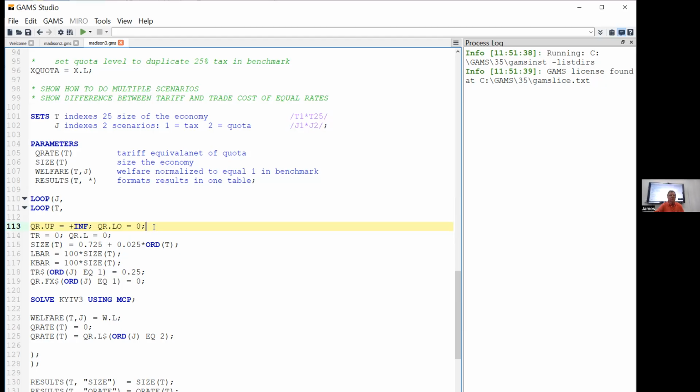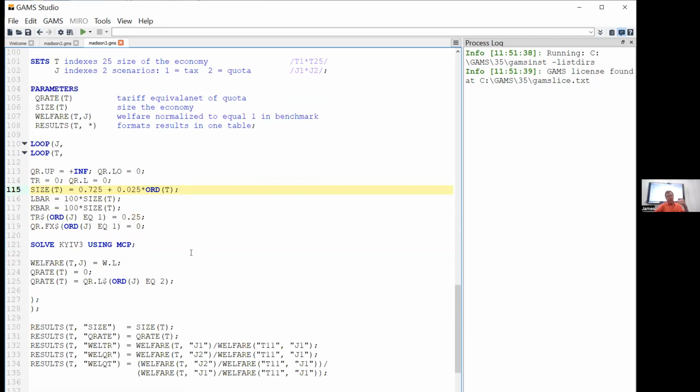So it's easy to fix a variable because GAMS automatically fixes both the upper and the lower variable. To unfix a variable, you need 2 commands. You need to unfix the upper value and you need to unfix the lower value. So that's what this does when you go back through the loop. It says QR up equals plus infinity, QR low, and that's an O, not a 0, equals 0. And then you can compute what the quota is.